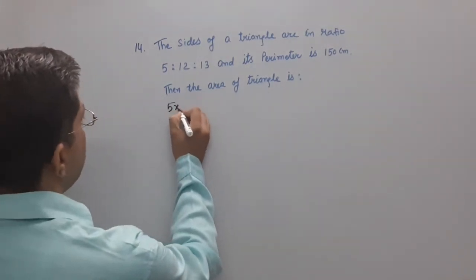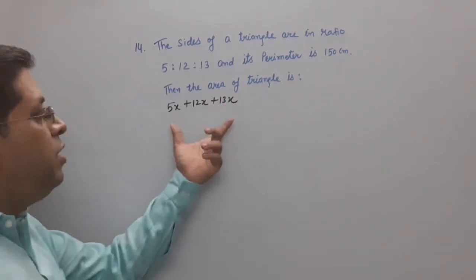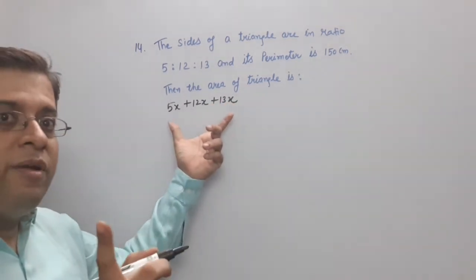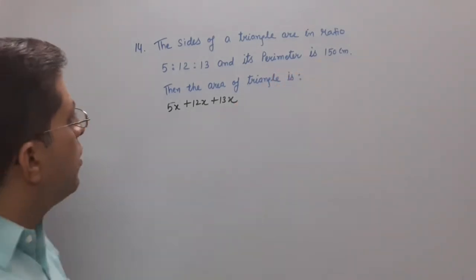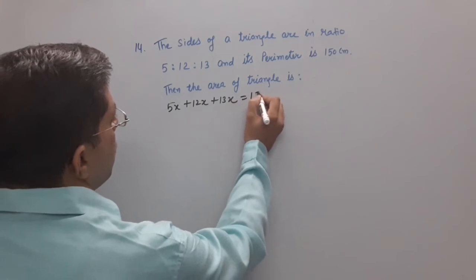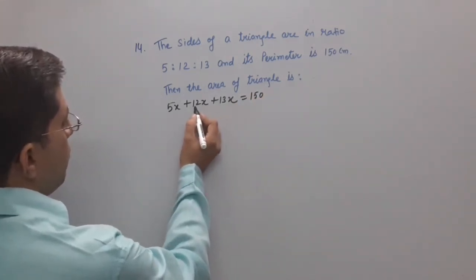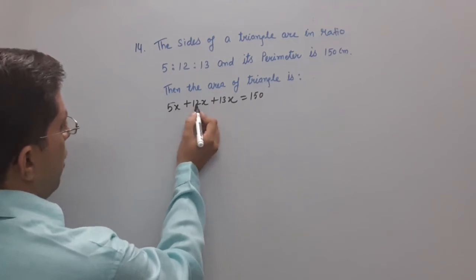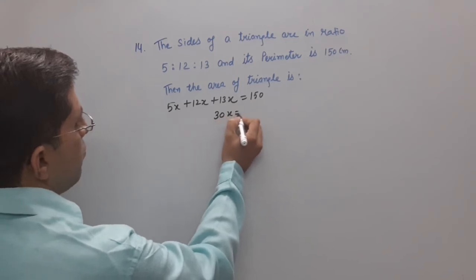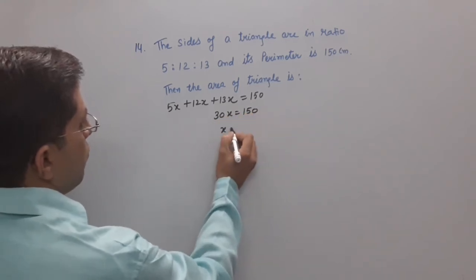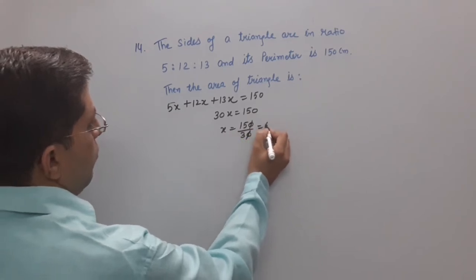So 5x plus 12x plus 13x. And what do you mean by the sum of sides? Sum of sides means perimeter. What is perimeter? 150 is given to you. 13 plus 12 is 25, plus 5 is 30. Then 150 upon 30, this is 5.